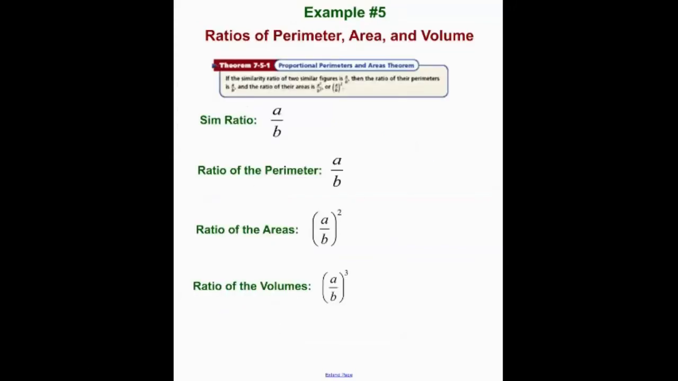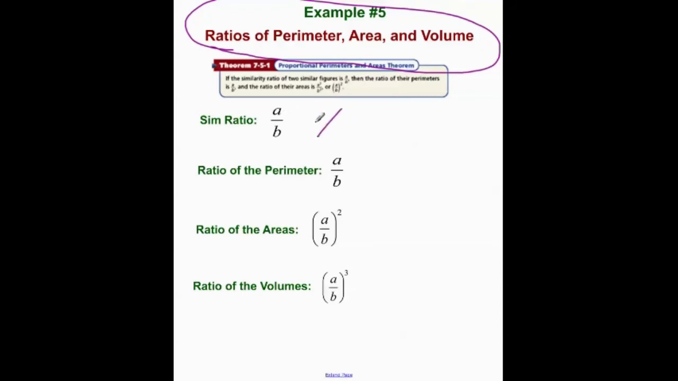Next example. All right, this is more definitions than an example. You need to know this. If you do not know this, you're shooting yourself in the foot. You can erase an A and possibly a B to start off with. So you may be starting your test with a possible points out of 82 if you do not know these definitions. So sim ratio is just a comparison of one side to another.